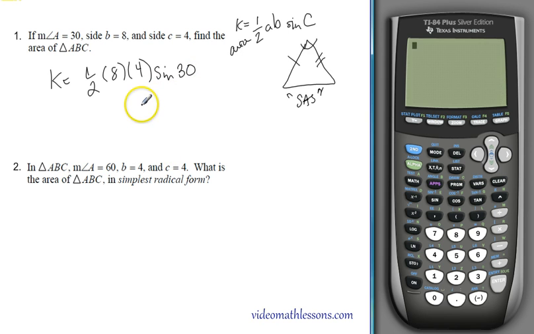Now, you actually could do this without a calculator. Sine of 30 is a half. Cut this in half, cut this in half, multiply your answer. Most people would not do it that way, so I'm going to use the calculator.